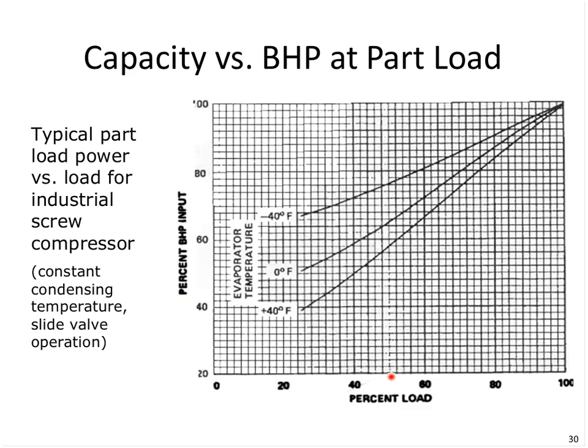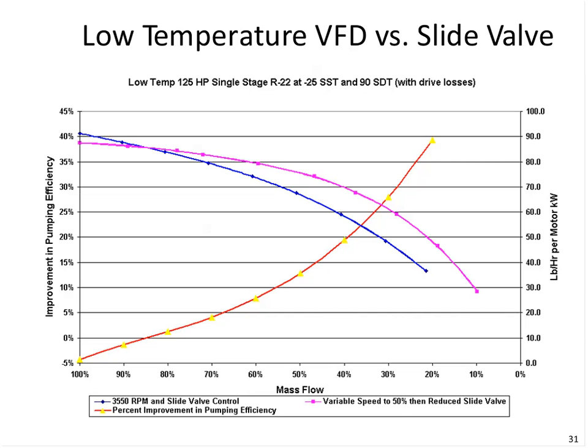Not so bad. But if we're down at minus 40 degrees, notice it still takes approximately 75% of the power to deliver 50% of the mass flow. So that's a pretty severe penalty of using the slide valve in a low temperature application, which, when we compare the performance to variable speed, we get more savings for our variable speed in the low temp than we do in the medium temp. Let's take a look at a couple typical compressor performance curves.